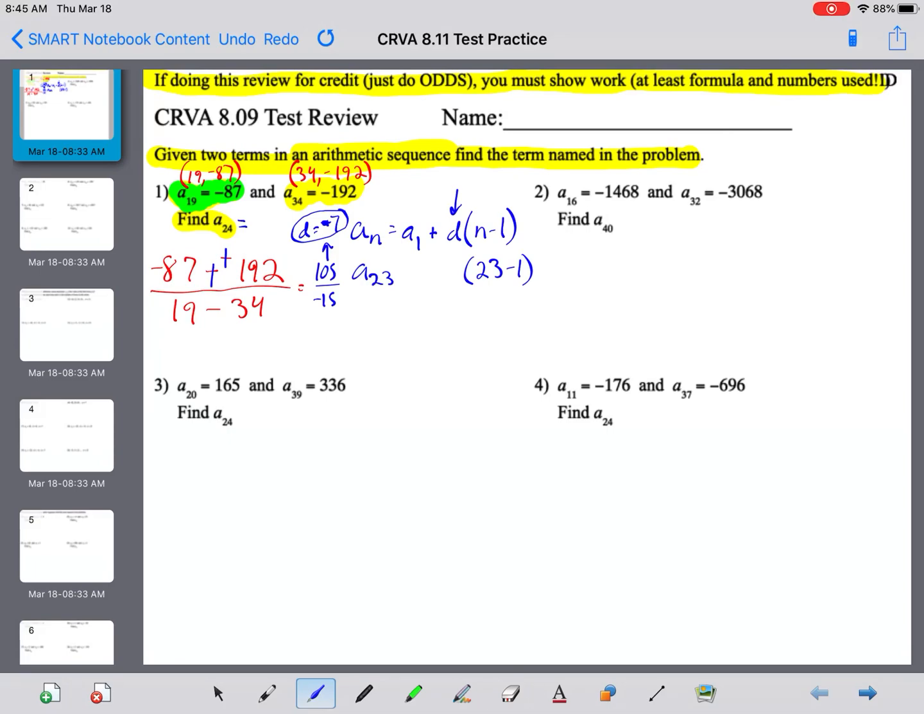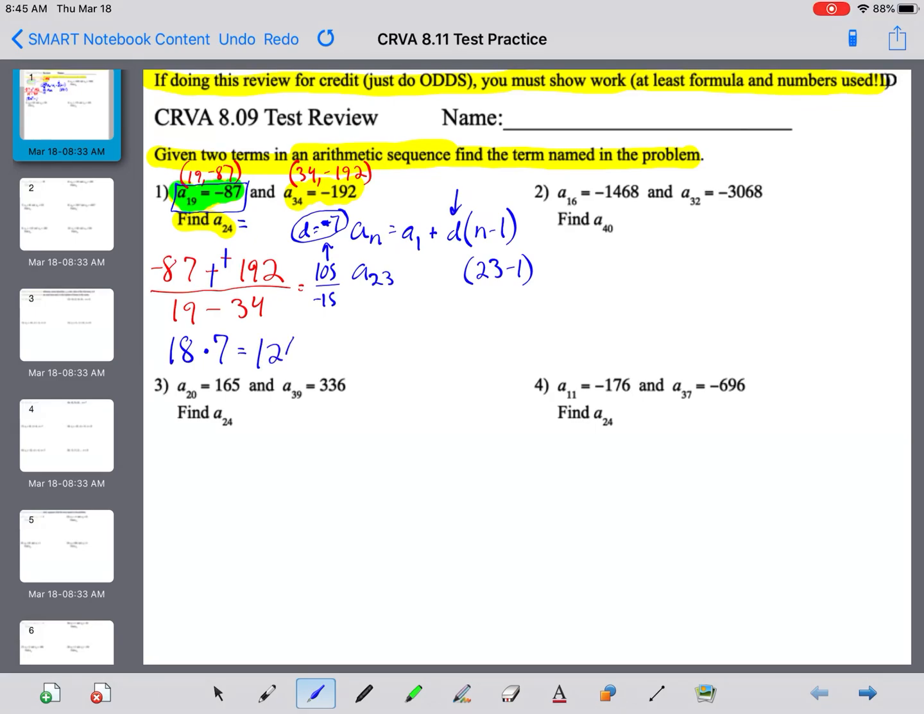Now, again, you're probably going to be given the value of a sub 1, but we don't have that. So we just got to work backwards. We know that a sub 19 is -87, so we need to take 18 steps backwards. So we're going to take 18 times, since we're working backwards, we're going to actually do the opposite of the rate of change. So if we're going backwards, we're actually going to be increasing by 7.